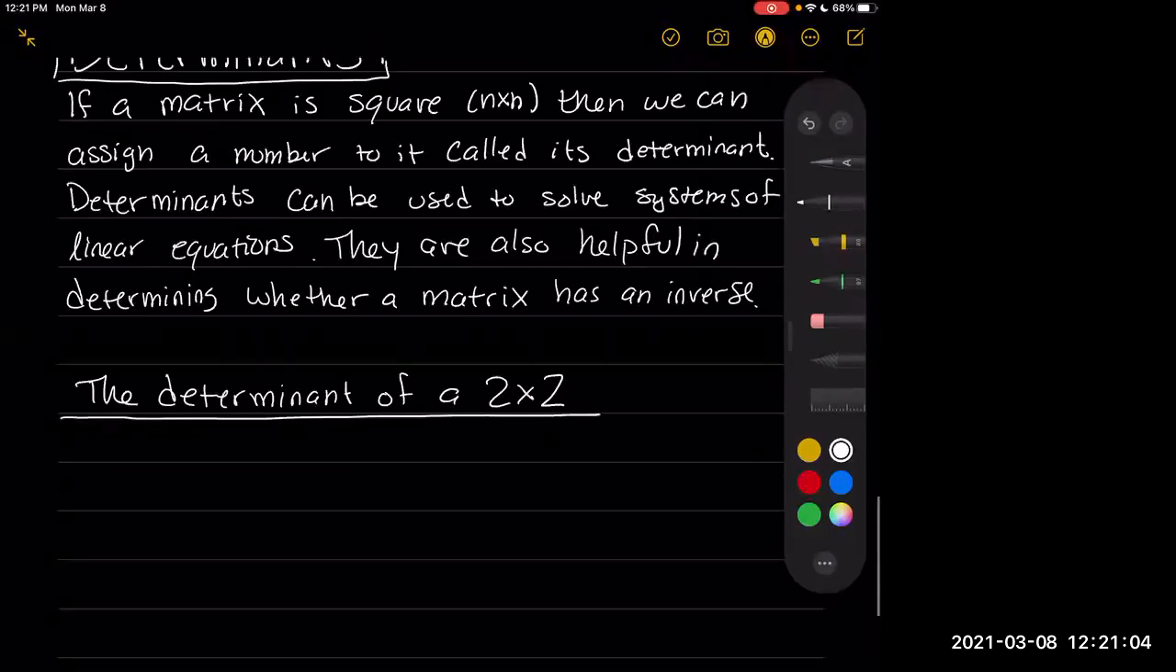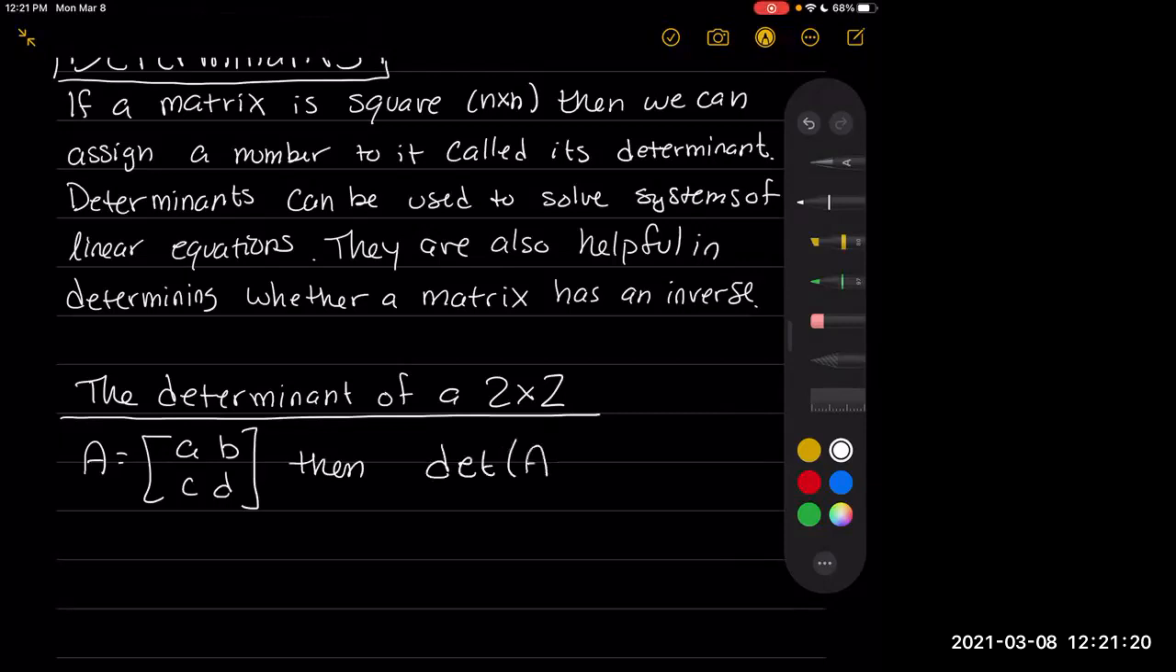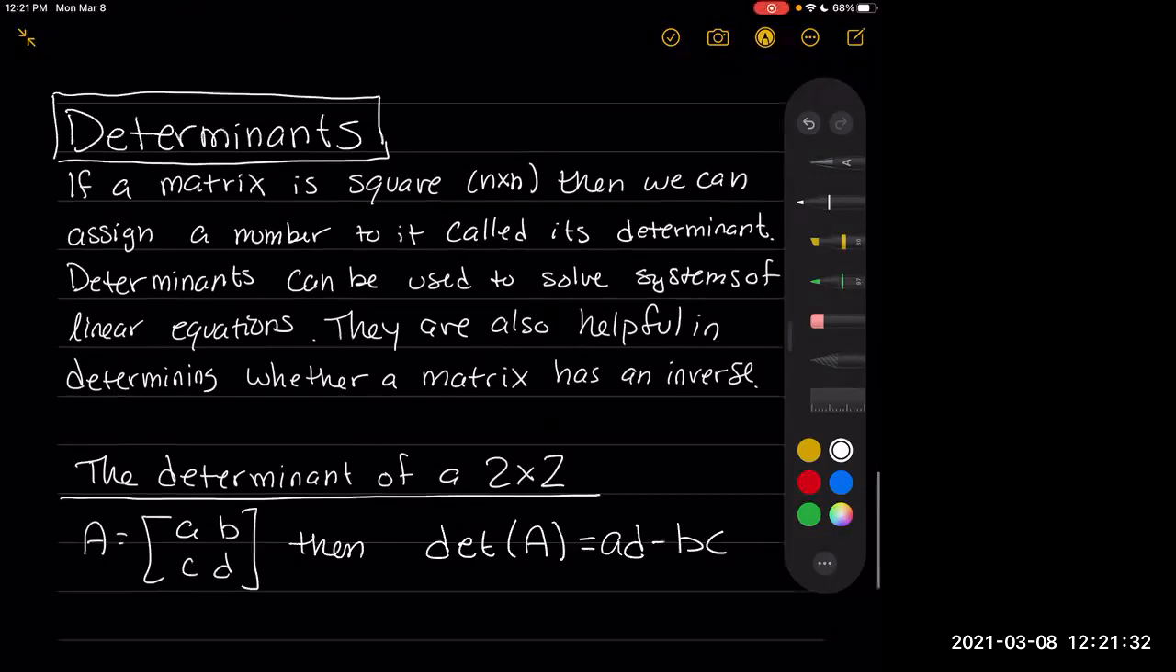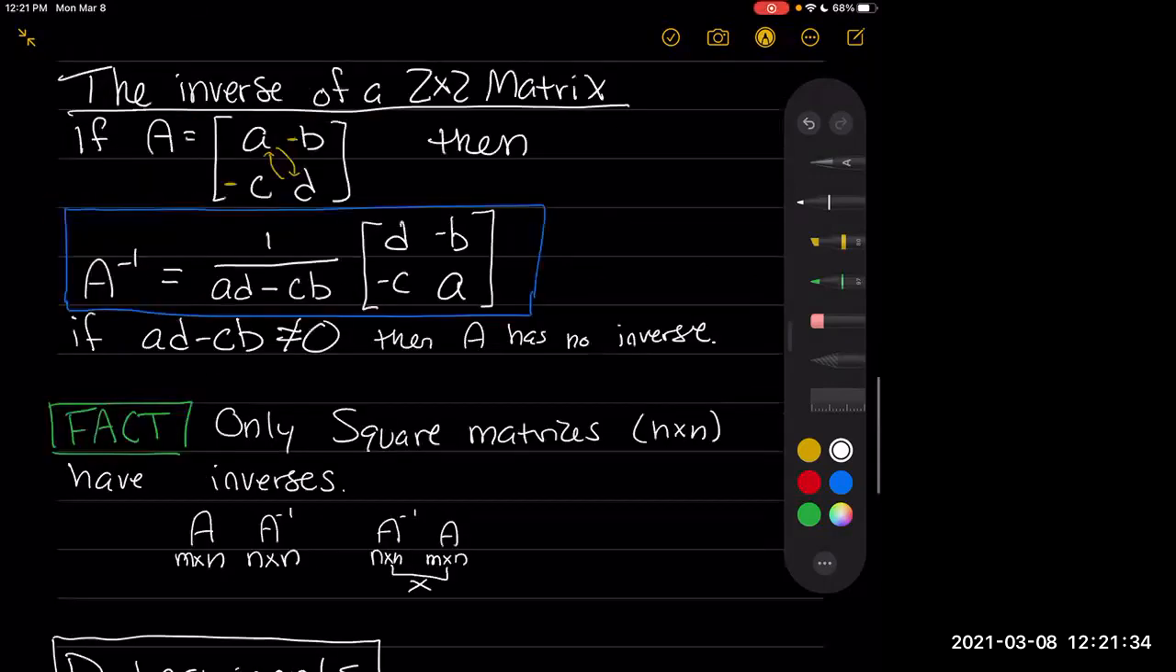So we're going to use that same A equals generic [a, b; c, d]. Then the determinant, abbreviated as det A, is going to equal AD minus BC. And this might look very familiar because this is the exact thing we divided by up here for our inverse.